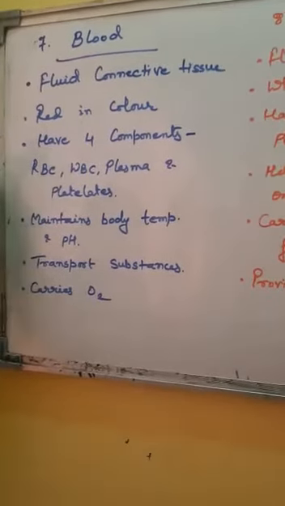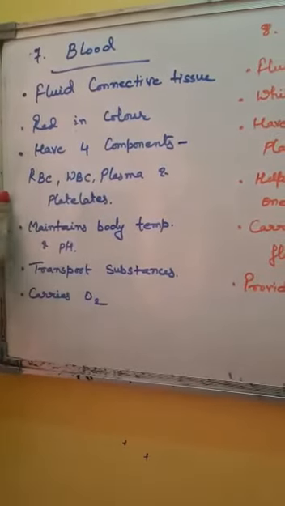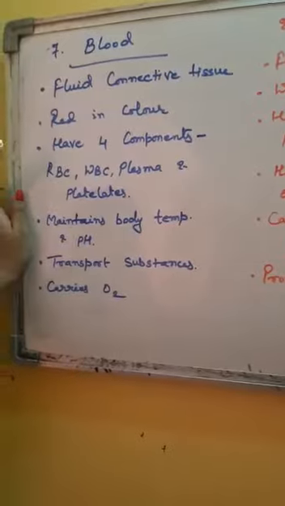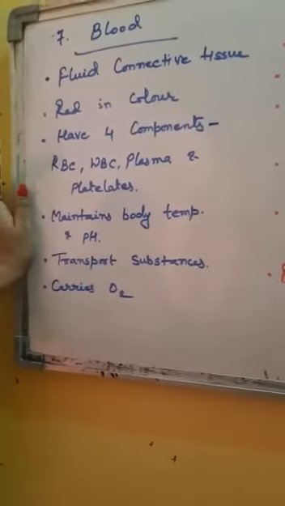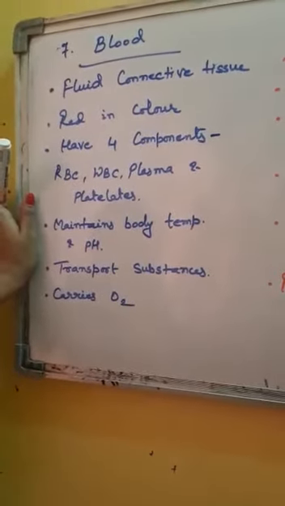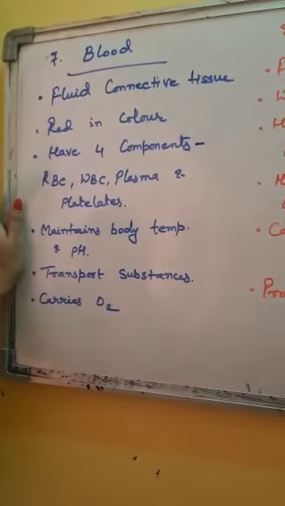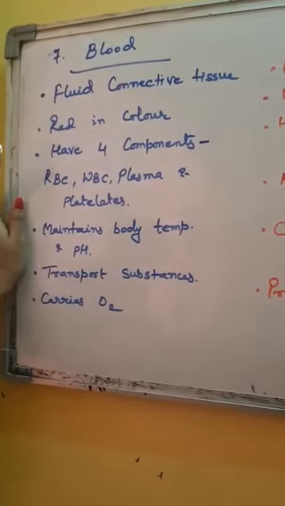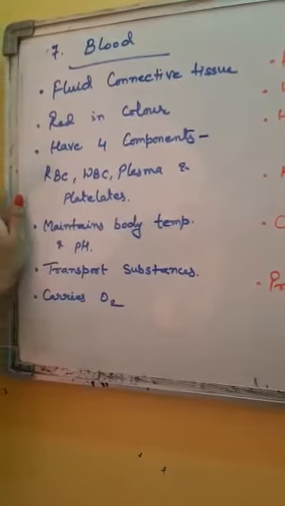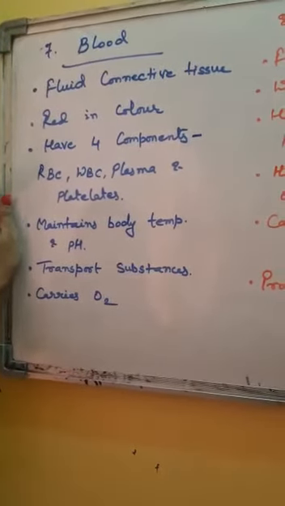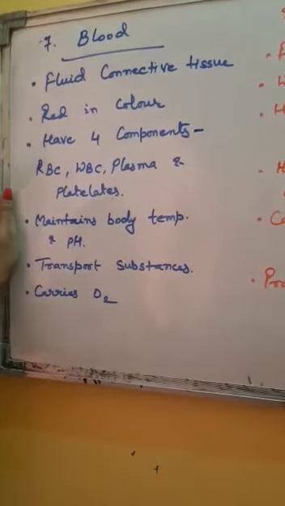The next component of blood is called WBC. It is white in color and it provides immunity to the body. WBC has various types, various components, and all these components perform various functions to provide immunity.